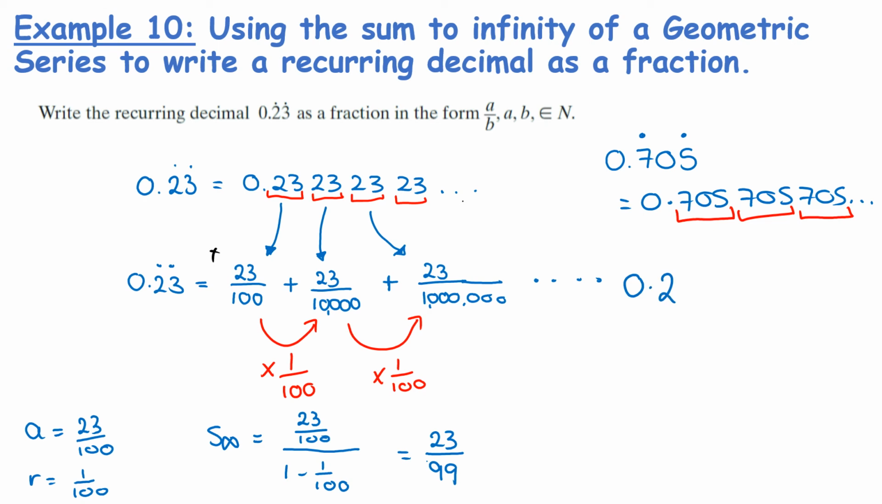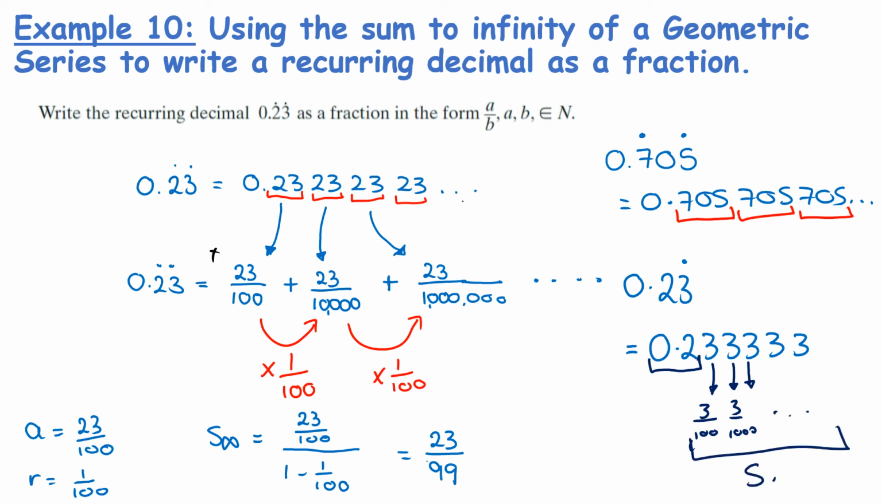Also, if you had something like this, what that means is 0.233333. In that case, this piece would not be part of the sequence, and we would have to look at all the individual 3s. So this would be 3 over 100, 3 over 1,000, and so on, dot, dot, dot. That would be our S infinity, and we'd also then have to add 0.2 on at the end. So they're all different variations of it.